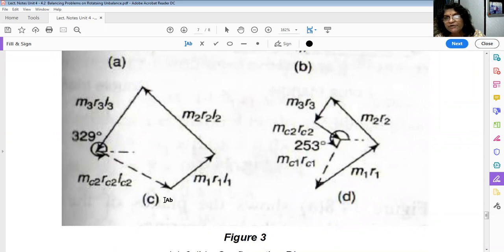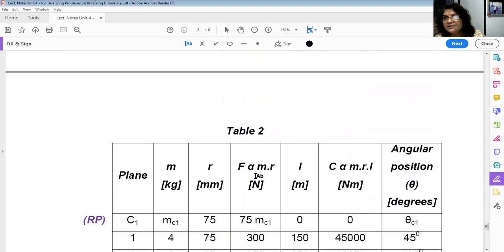Okay. See, we have started from O. O1 representing the first couple, 1-2 representing the second couple, 2-3 representing the third couple. Now this is an open polygon. The initial point is here, the final point is here. And this vector is remaining still.